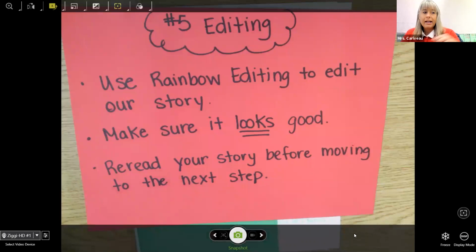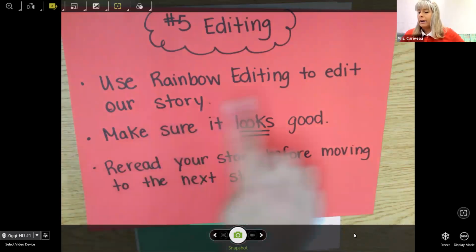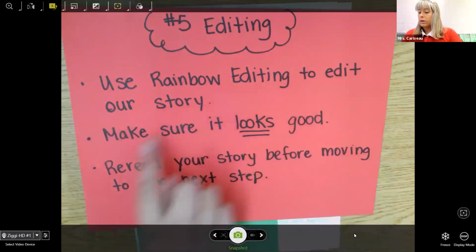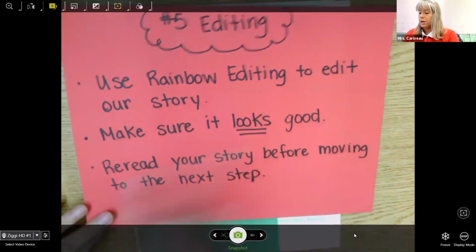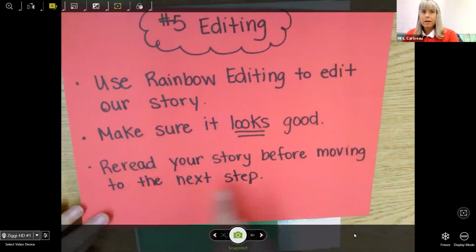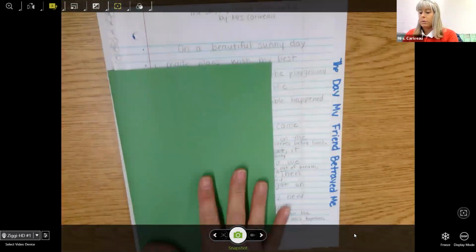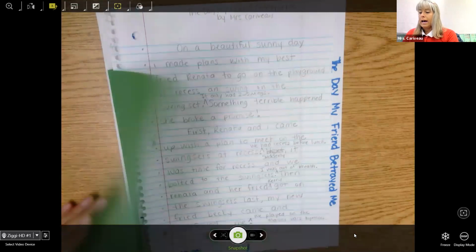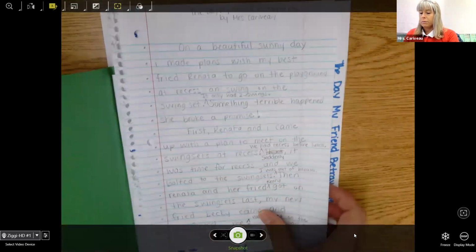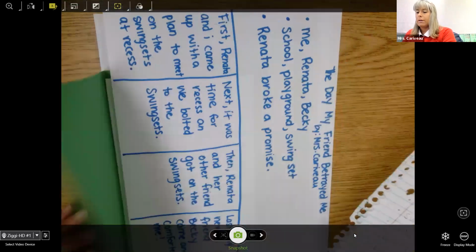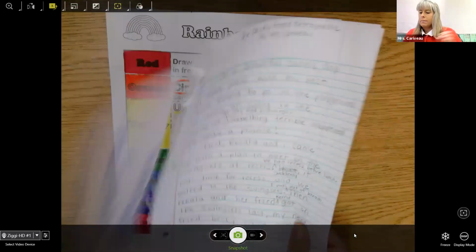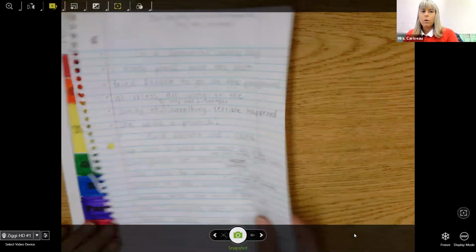Today we're moving on to editing. We're going to use rainbow editing to edit our story, make sure it looks good, and reread your story before moving to the next step. All right, so remember I have all of my pieces here. I have the book I'm going to use. I have my draft with revisions, and then I have my pre-writing all together. I'm going to set these things aside because I'm looking at doing rainbow editing now.